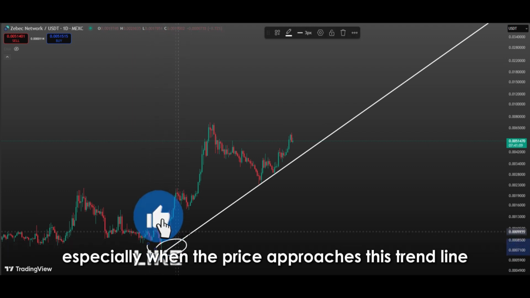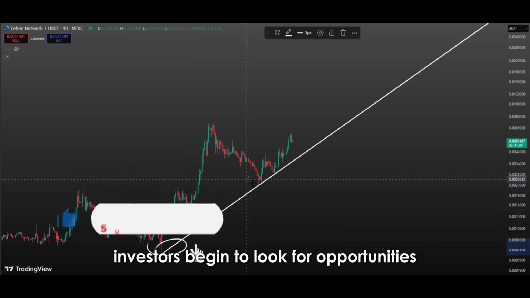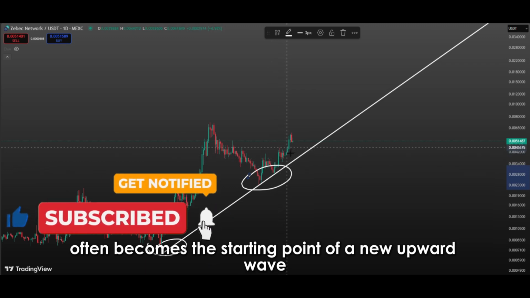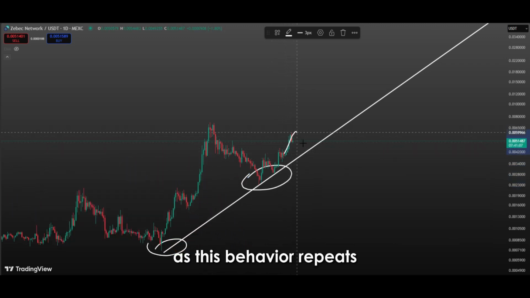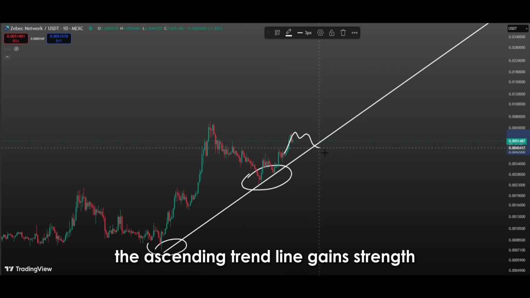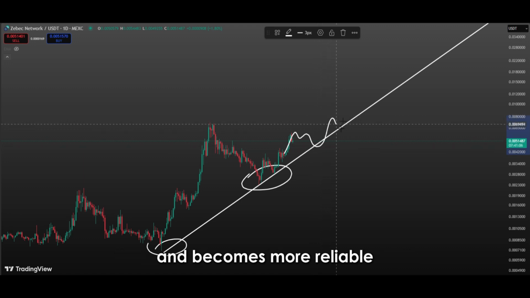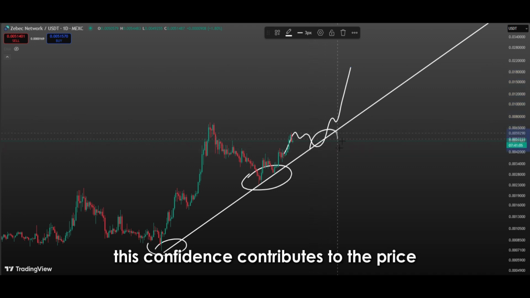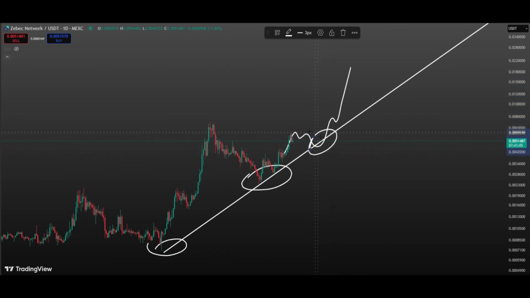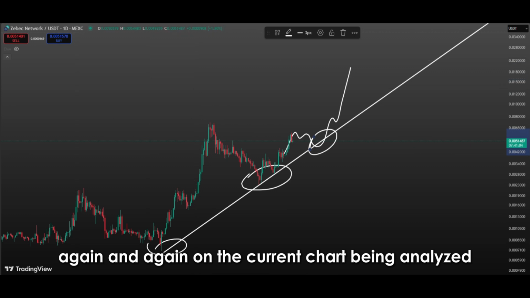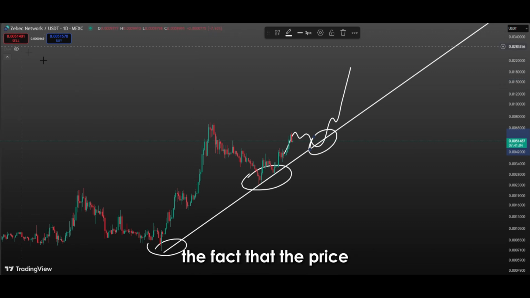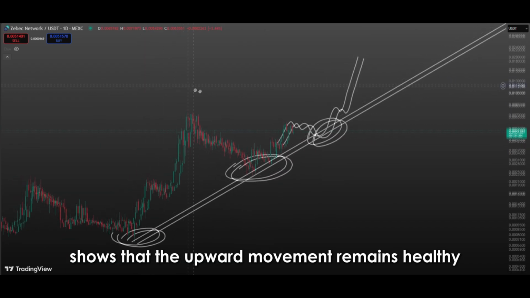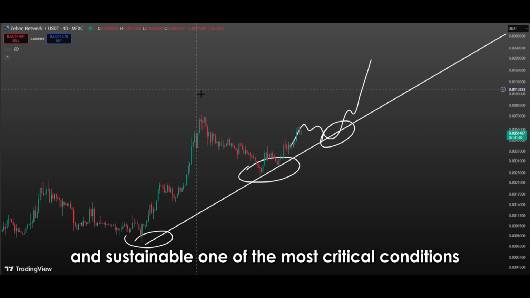Especially when the price approaches this trend line, investors begin to look for opportunities, and this level often becomes the starting point of a new upward wave. As this behavior repeats, the ascending trend line gains strength and becomes more reliable in the eyes of market participants. This confidence contributes to the price continuing its upward movement again and again. On the current chart being analyzed, the fact that the price continues to move after touching the ascending trend line shows that the upward movement remains healthy and sustainable.